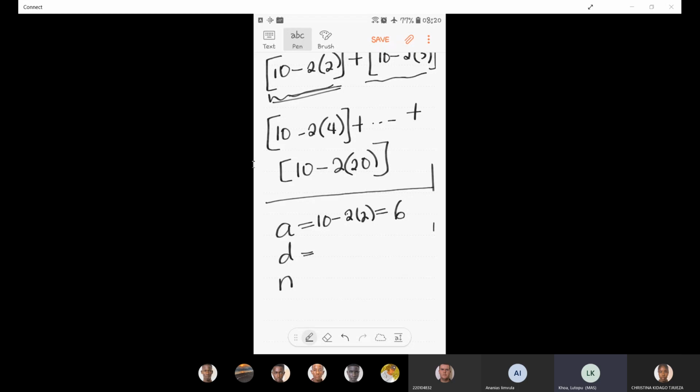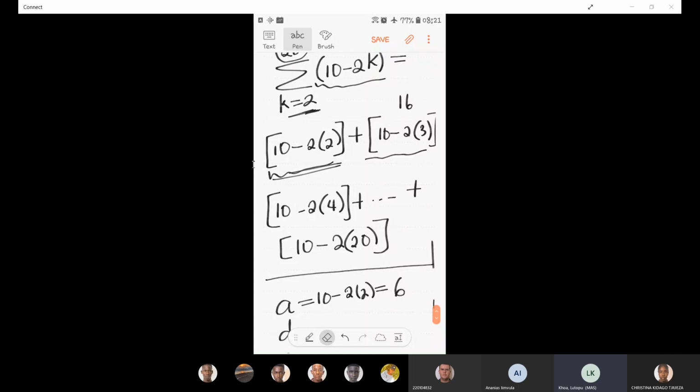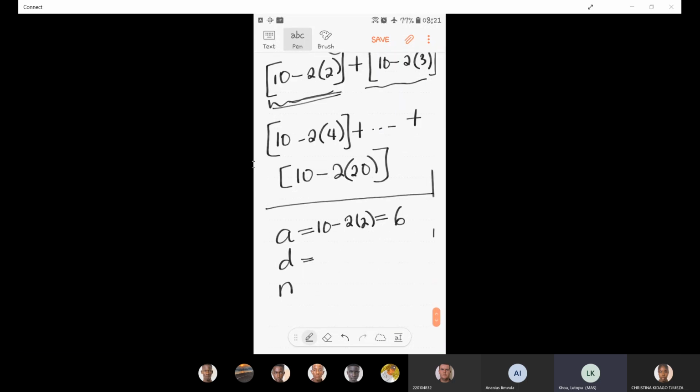Okay, then I could also work out the second term over here. I say 10 minus 6, and then I will get 4. So my first term is 6, the next one is 4. The common difference is just 4 minus 6. Then what I do is, here I can say my common difference is negative 2.